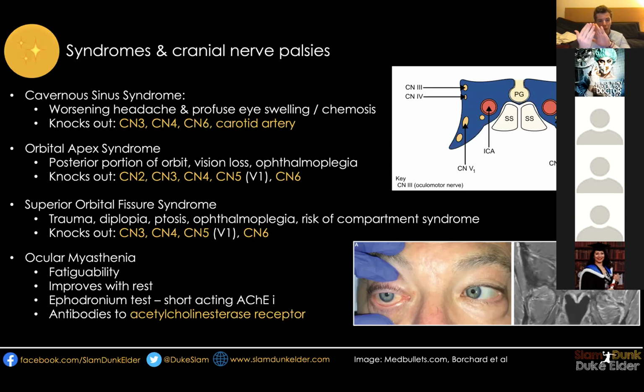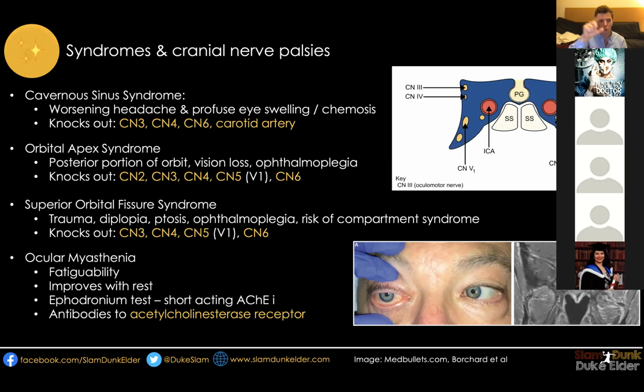Remember that the orbit's a pyramid and there's nowhere else for the eye to go apart from forwards, okay? So if blood, for example, builds up there due to trauma or an injury to a vessel or a dissection that's forming there due to a small vessel dissection, then you'll get knockout of all the nerves that go through that little foramen.